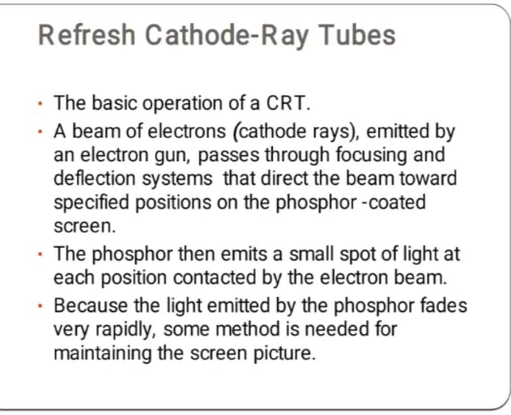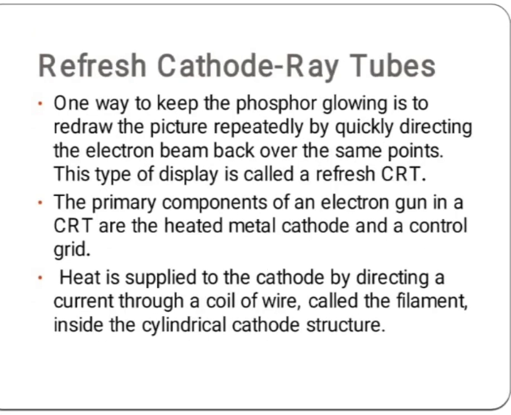Because the light emitted by the phosphor fades very rapidly, some method is needed for maintaining the screen picture. One way to keep the phosphor glowing is to redraw the picture repeatedly by quickly directing the electron beam back over the same points. This type of display is called a refresh CRT.